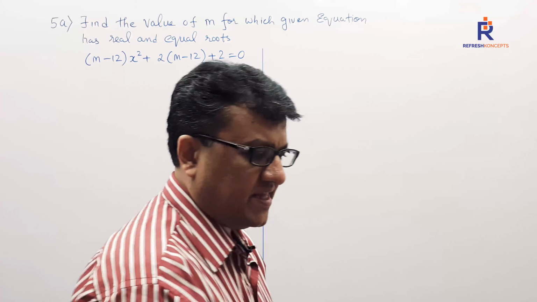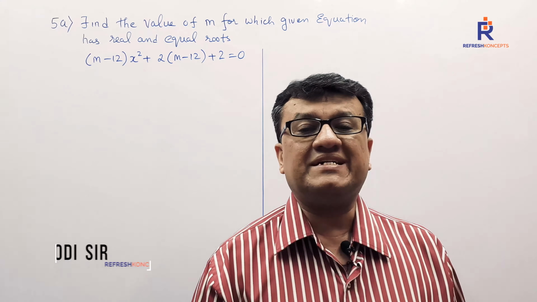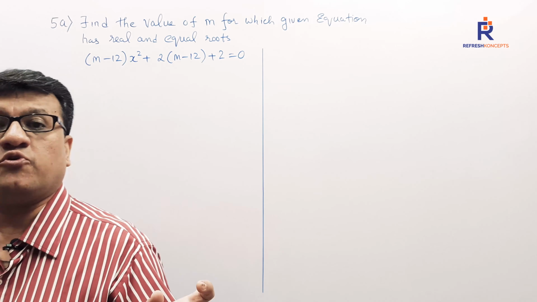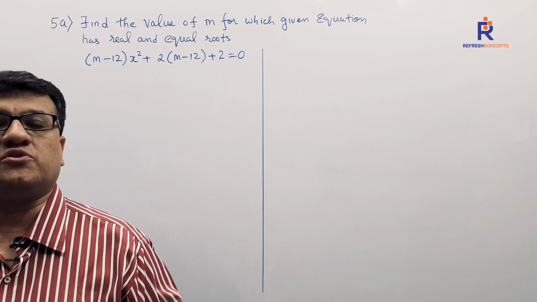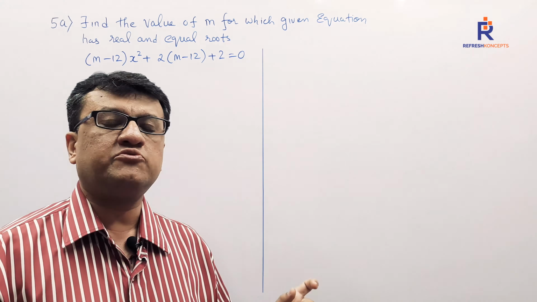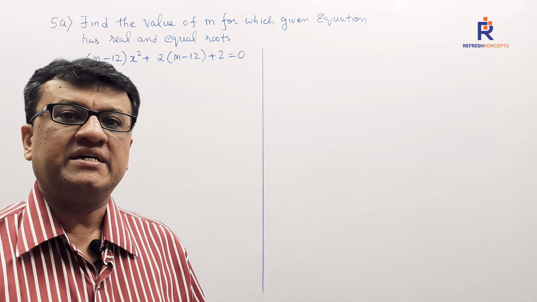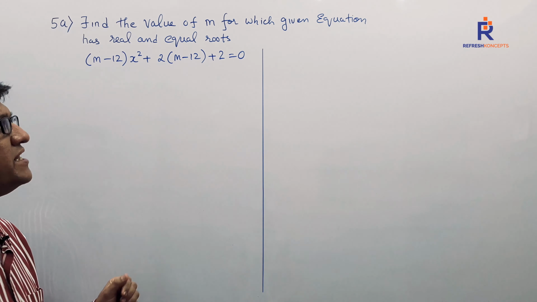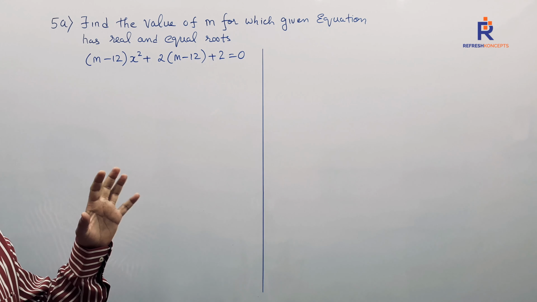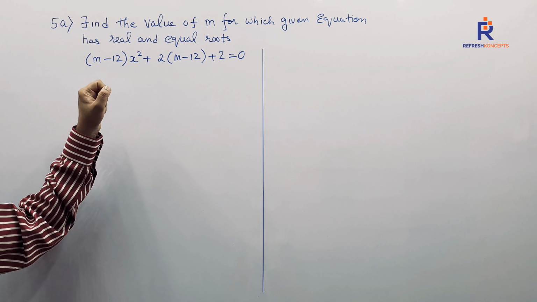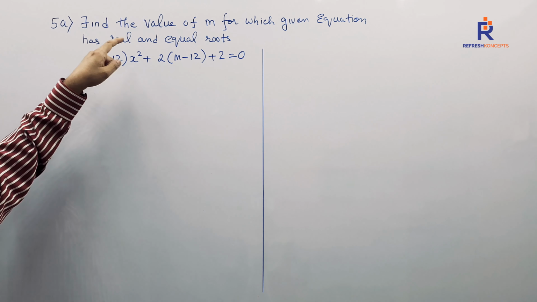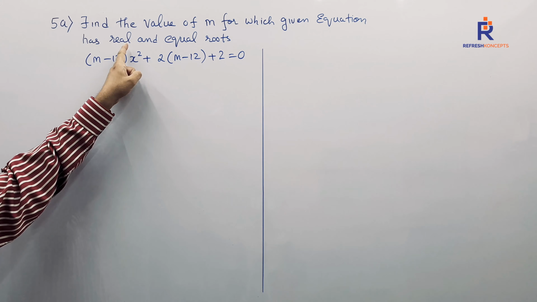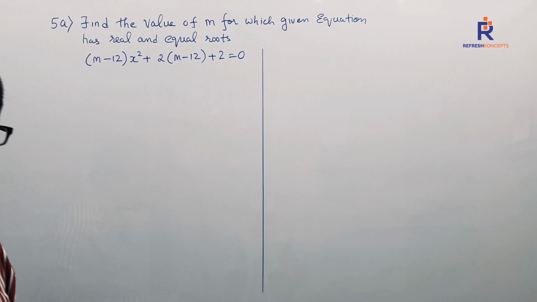Children, in the previous slide we have seen the discriminant, and how to find b square minus 4ac, and what the nature of the roots shall be when the discriminant is less than 0, greater than or equal to 0, or equal to 0. Now, based on that discriminant, we have the next question: find the value of m for which the given equation has real and equal roots.